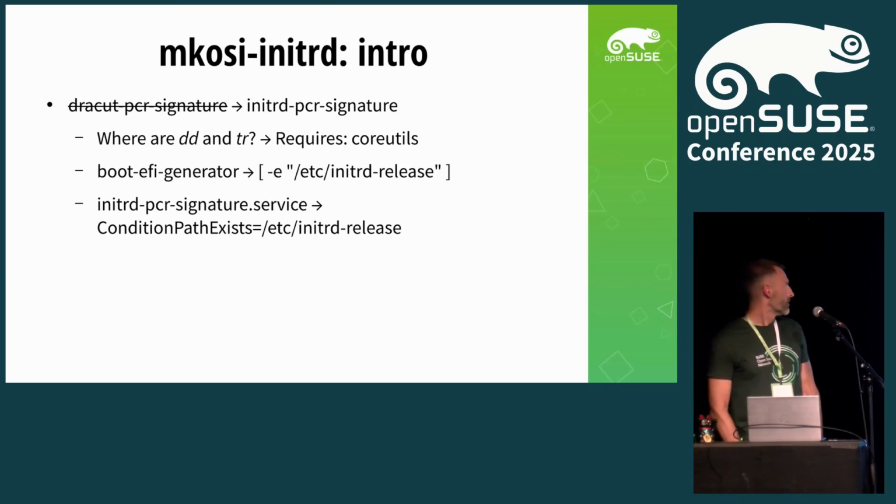Some loose ends: dd and tr. The way to install binaries using mkosi-initrd is via RPM dependencies. So the subpackage needs to require coreutils. And the generator and the service are now in common places on the system, so we want those to run only in the initrd. For that, we need to check the presence of the /etc/initrd-release file.